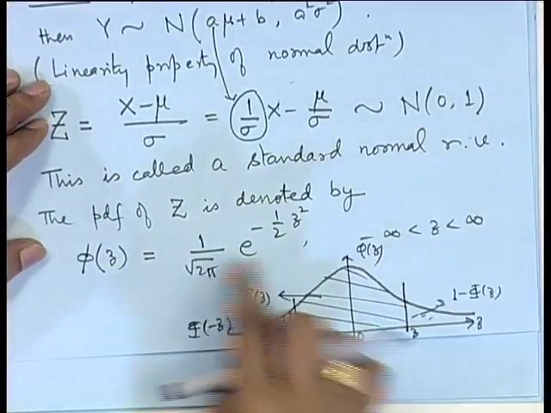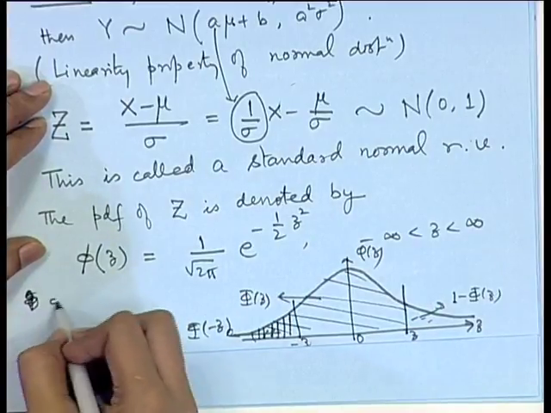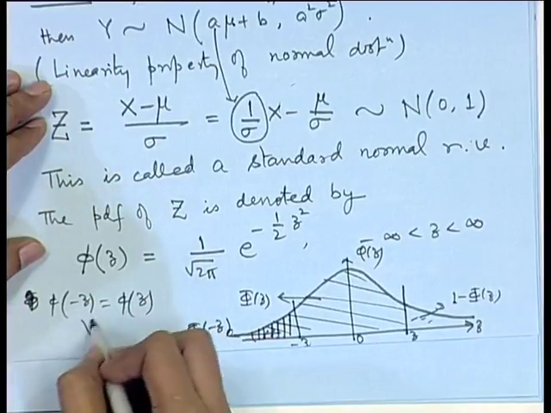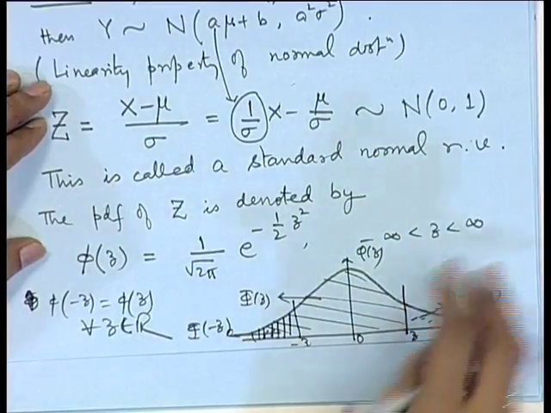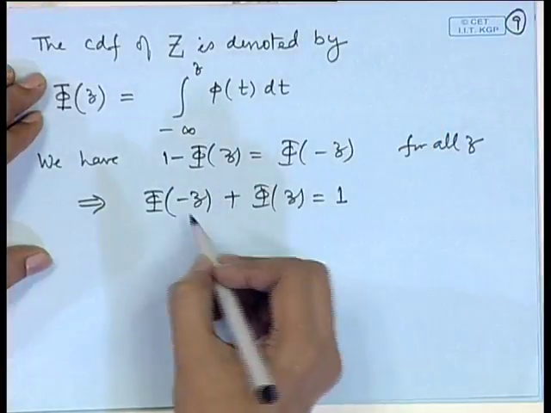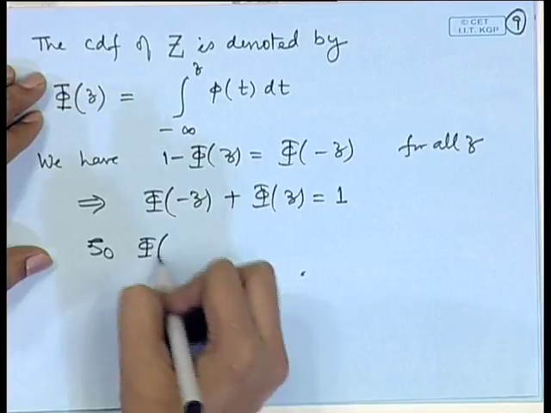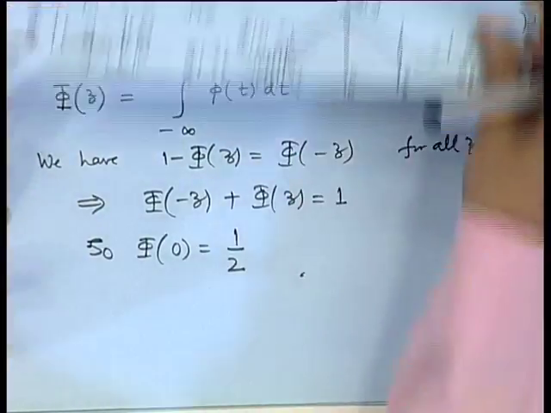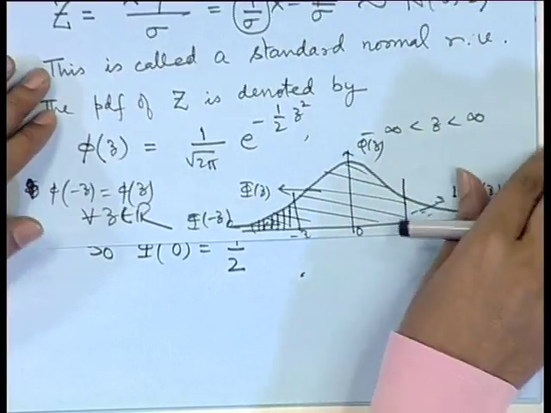And another thing, of course, we could have observed here is that small phi of minus z is equal to small phi of z for all z. That is because of the symmetry property of the distribution. In particular, we can put z equal to 0, then this will give capital phi of 0 is equal to half, which is true because the median of the standard normal distribution is 0.